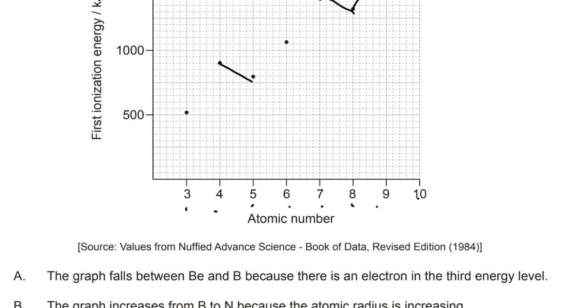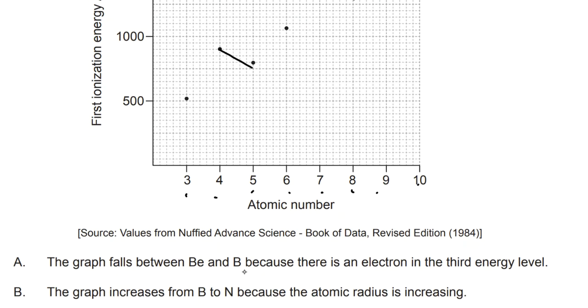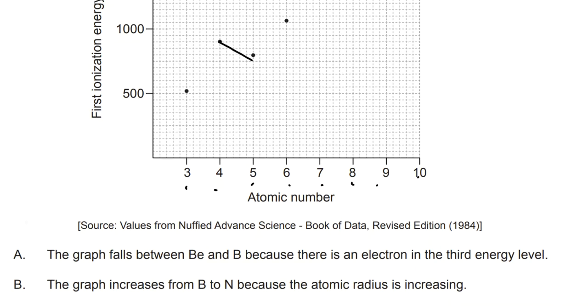Well, actually, that could make sense because when you go from beryllium to boron, we're occupying a 2p orbital, which is higher energy than the 2s orbital of beryllium. So higher energy electrons are easier to remove, hence requiring less ionization energy. So this could be an option.